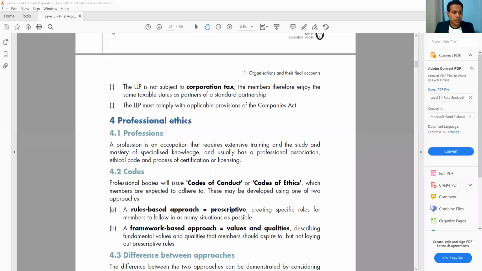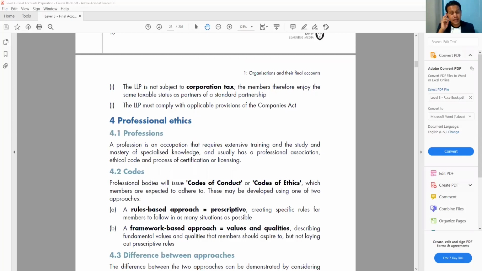All right, when you go to the partnership chapter, we'll learn more about partnerships. For the time being, whatever you learn is very basic. All the calculations and all the accounts we'll learn from there, chapter number 4. Okay, let's talk about professional ethics.